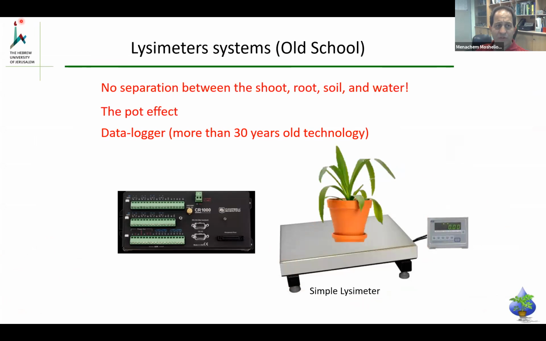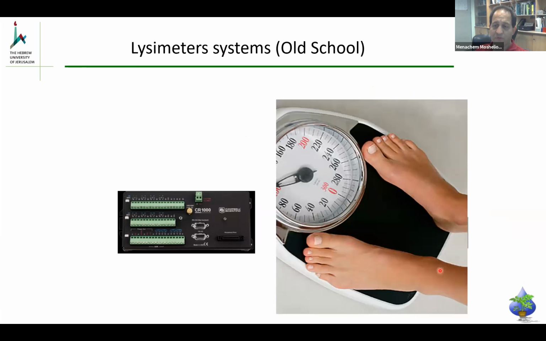As I told you, each plant is actually standing on a lysimeter, so maybe a few words about lysimetry. Lysimetry, or weighing cells, is a very old technology. It's been on the market for more than 50 years. The problem with the old lysimeters and data loggers is that they have a lot of built-in errors that we have to solve when we build the system.